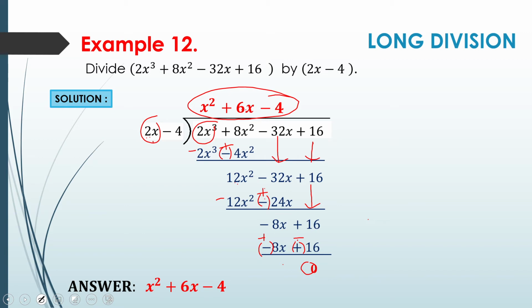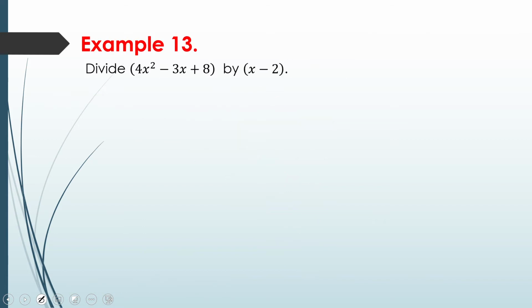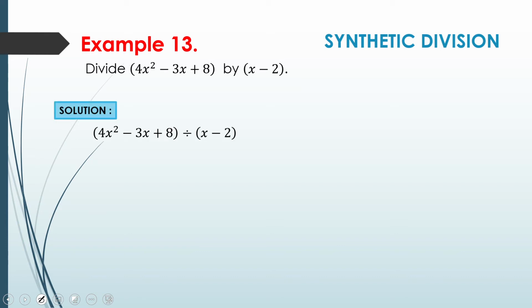Now, this is using long division. What about the other method, which is synthetic division? How do we apply synthetic division? Let's have example number 13. Using synthetic division, you have to make sure that your divisor is of the form x minus c. If not, then you have to make it into this form, x minus c, all the time, for the divisor.